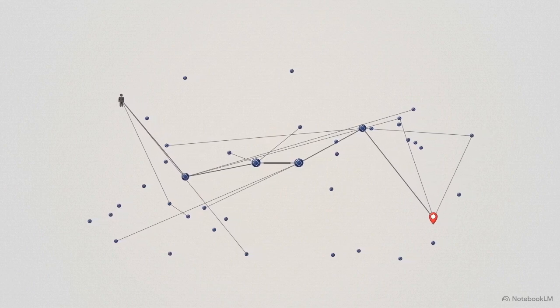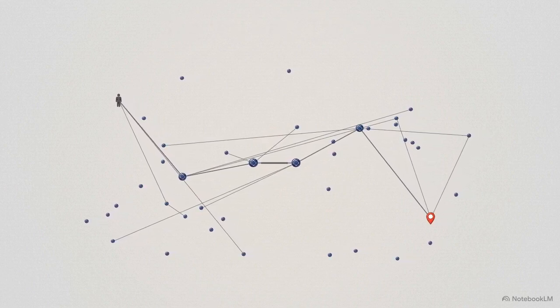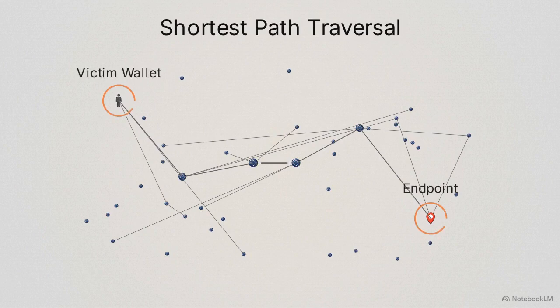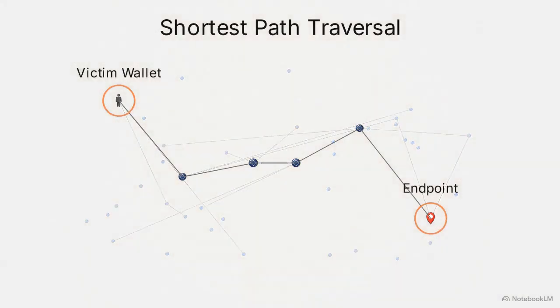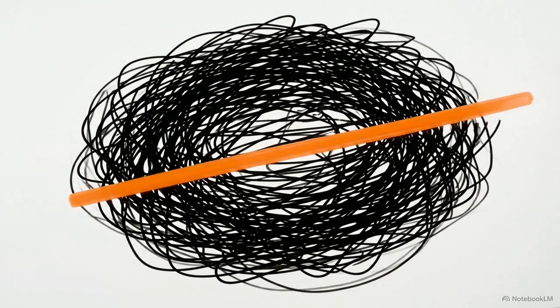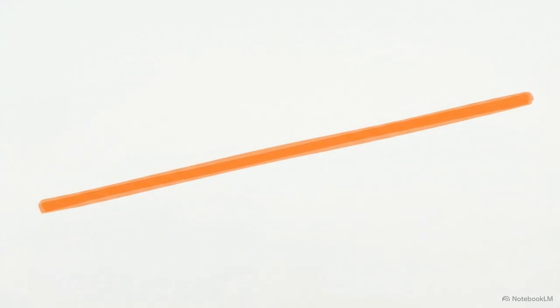To find the money, analysts use the shortest path traversal algorithm. It calculates the most direct route from a victim's wallet to an endpoint, identifying the specific sequence of transfers, while filtering out the thousands of unrelated decoy nodes. By isolating this single thread, the algorithm removes the defensive scale that criminals rely on to hide their movements.